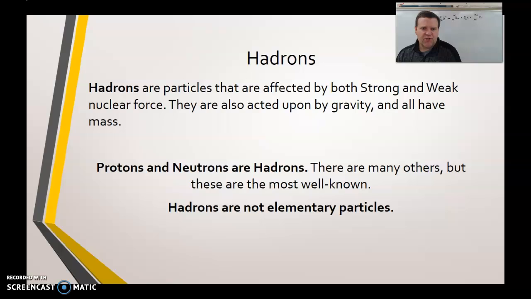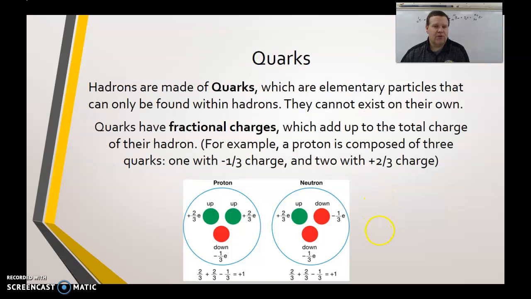So what are protons and neutrons? Well, protons and neutrons are actually in a class of particle called hadrons. And there are lots and lots of different types of hadrons, but protons and neutrons are probably the most commonly known type of hadron. But you need to understand that protons and neutrons aren't elementary particles. There are other things that actually make up protons and neutrons. So what are protons and neutrons made of?